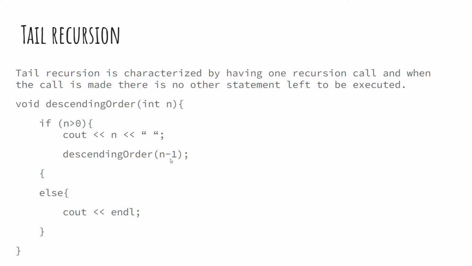So it basically breaks down to a smaller problem. And then it keeps doing that until n is equal to 0, in which case it will print an end-line character, and that's the base case. As you can see from this example, this function is an example of tail recursion, because the recursion call in descending order is made at the end, towards the tail of the function. So once you do recursion, you basically break out of this loop.